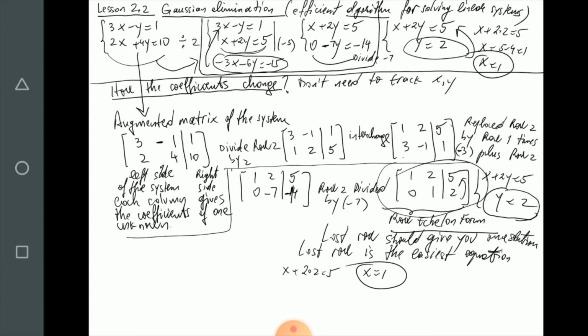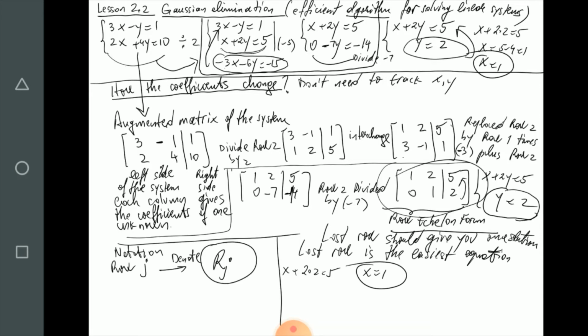So before we move along with the second part, let's actually make a convention of notation. Let's denote row j by rj. So from now on, when I'm illustrating the row operations, I'm going to just call each row of the matrix r sub whatever the number is for that row. And of course, the numbering, just by convention, is from top to bottom.